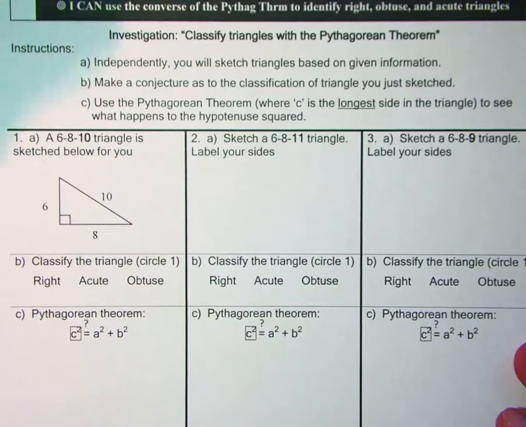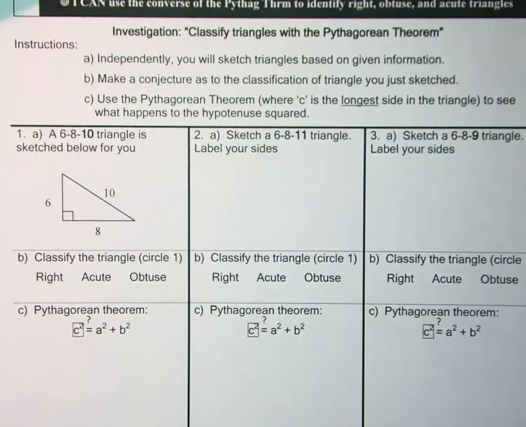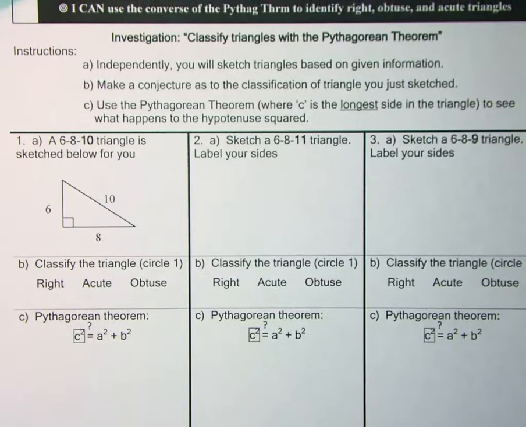Geometry, Unit 4, Lesson 8. I can use the converse of the Pythagorean theorem to identify right, obtuse, and acute triangles.